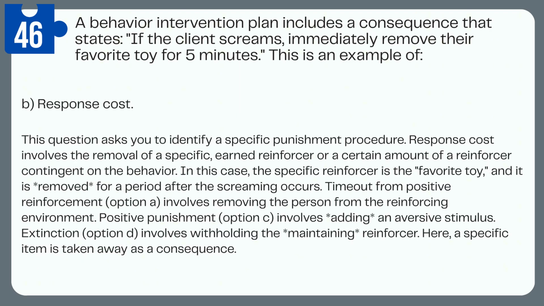Answer B. Response cost. This question asks you to identify a specific punishment procedure. Response cost involves the removal of a specific earned reinforcer or a certain amount of a reinforcer contingent on the behavior. In this case, the specific reinforcer is the favorite toy, and it is removed for a period after the screaming occurs. Timeout from positive reinforcement, option A, involves removing the person from the reinforcing environment. Positive punishment, option C, involves adding an aversive stimulus. Extinction, option D, involves withholding the maintaining reinforcer. Here, a specific item is taken away as a consequence.